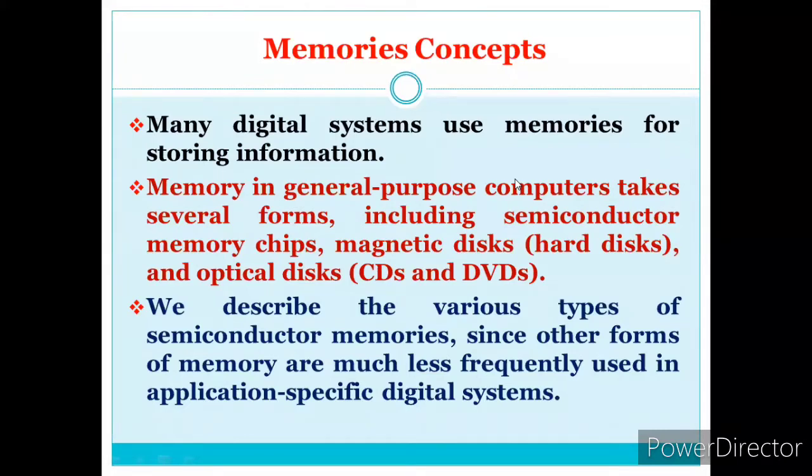So you are seeing the pen drives. As they are saying, memory chip is one example of the semiconductor memory chip. That's the external one, whereas in the hard disk itself we have inbuilt memory. Okay. So we describe the various types of semiconductor memories, since other forms of memories are much less frequently used in application specific digital systems.